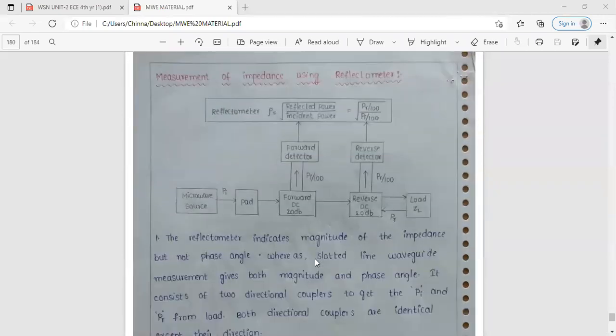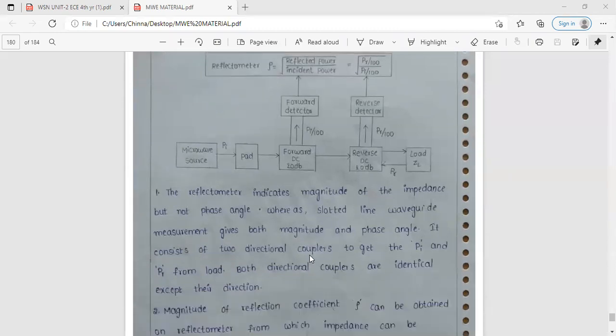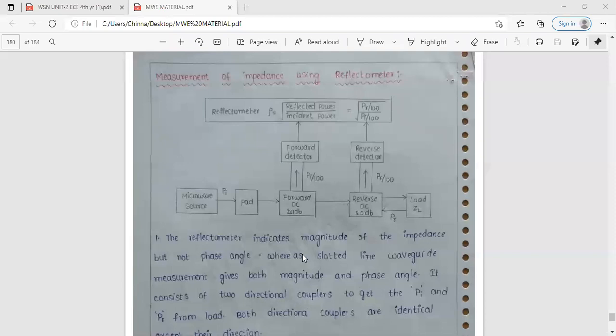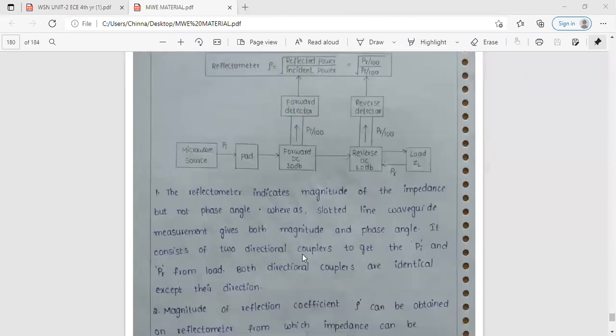And measurement of the impedance using a reflectometer. Okay, so the reflectometer indicates the magnitude of the impedance but not the phase angle, whereas the slotted line waveguide measures both magnitude and phase angle.